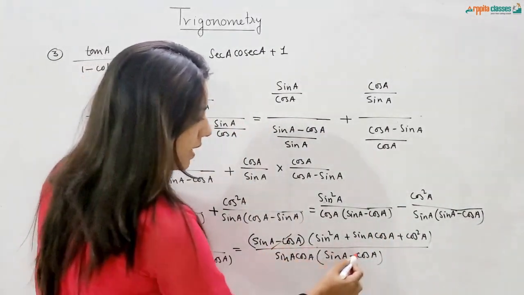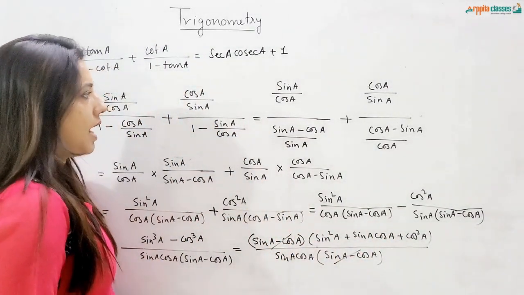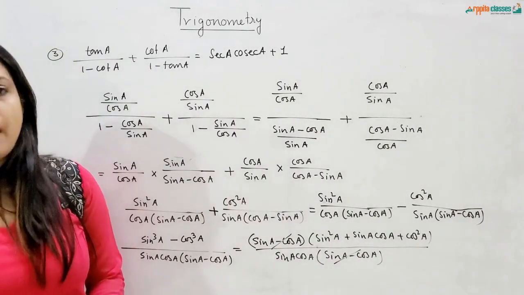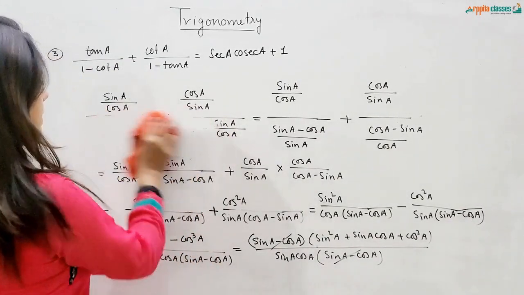Now this one and this one will get cancelled. I'll have to rub the previous part. So I'm just rubbing this part.